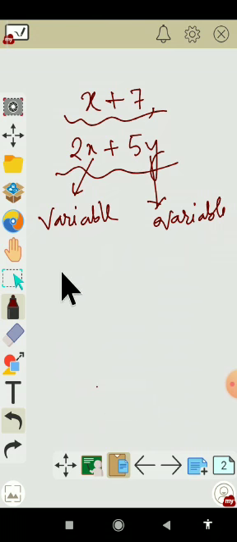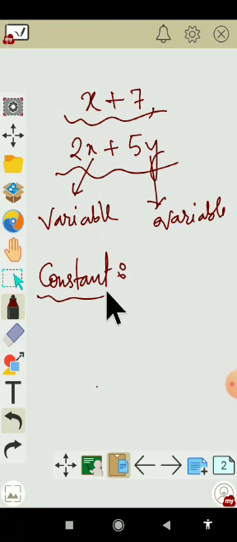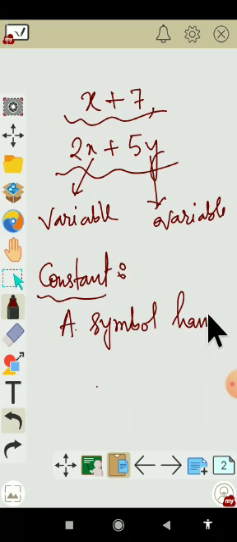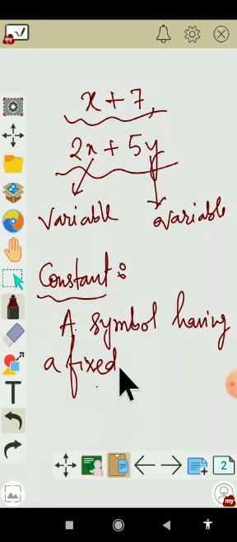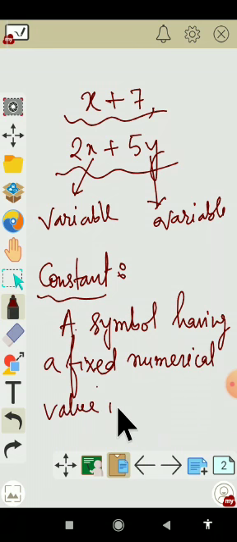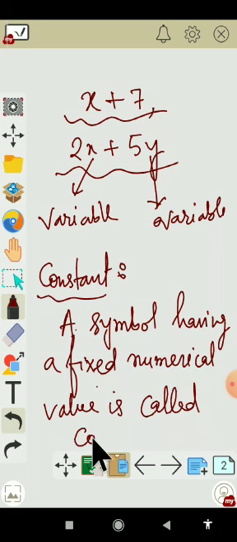Now we will define some terms here. Constant term. What do you mean by constant? A symbol having a fixed numerical value is called a constant.